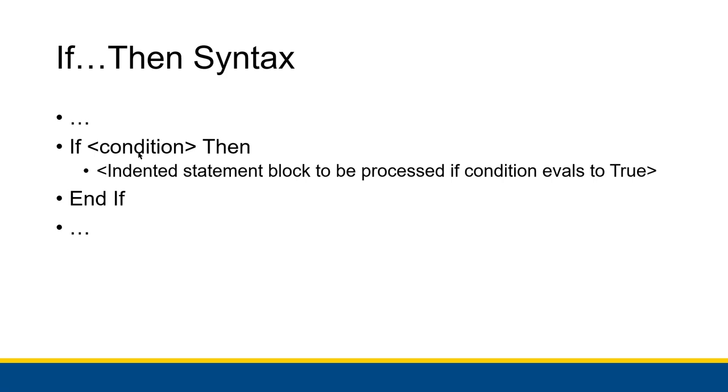If the condition is true, everything in the statement block gets run, and then it runs all of these lines of code down here. If the condition is false, it just skips to end if and then goes to the next line and runs everything. So no matter what, it's running all these statements after end if.